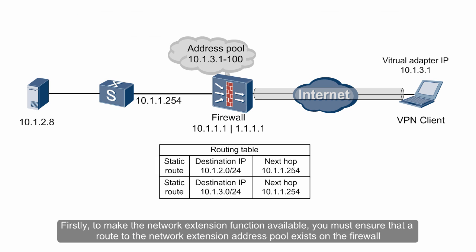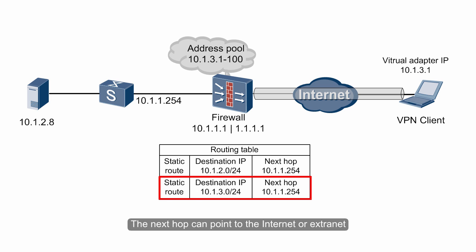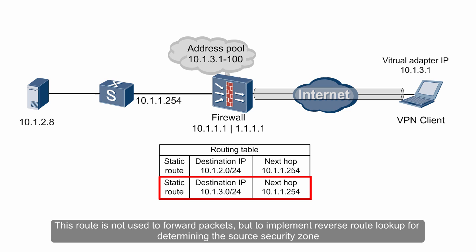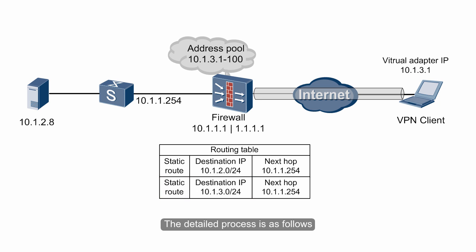Firstly, to make the network extension function available, you must ensure that a route to the network extension address pool exists on the firewall. The next hop can point to the internet or extranet. This route is not used to forward packets but to implement reverse route lookup for determining the source security zone. The detailed process is as follows.